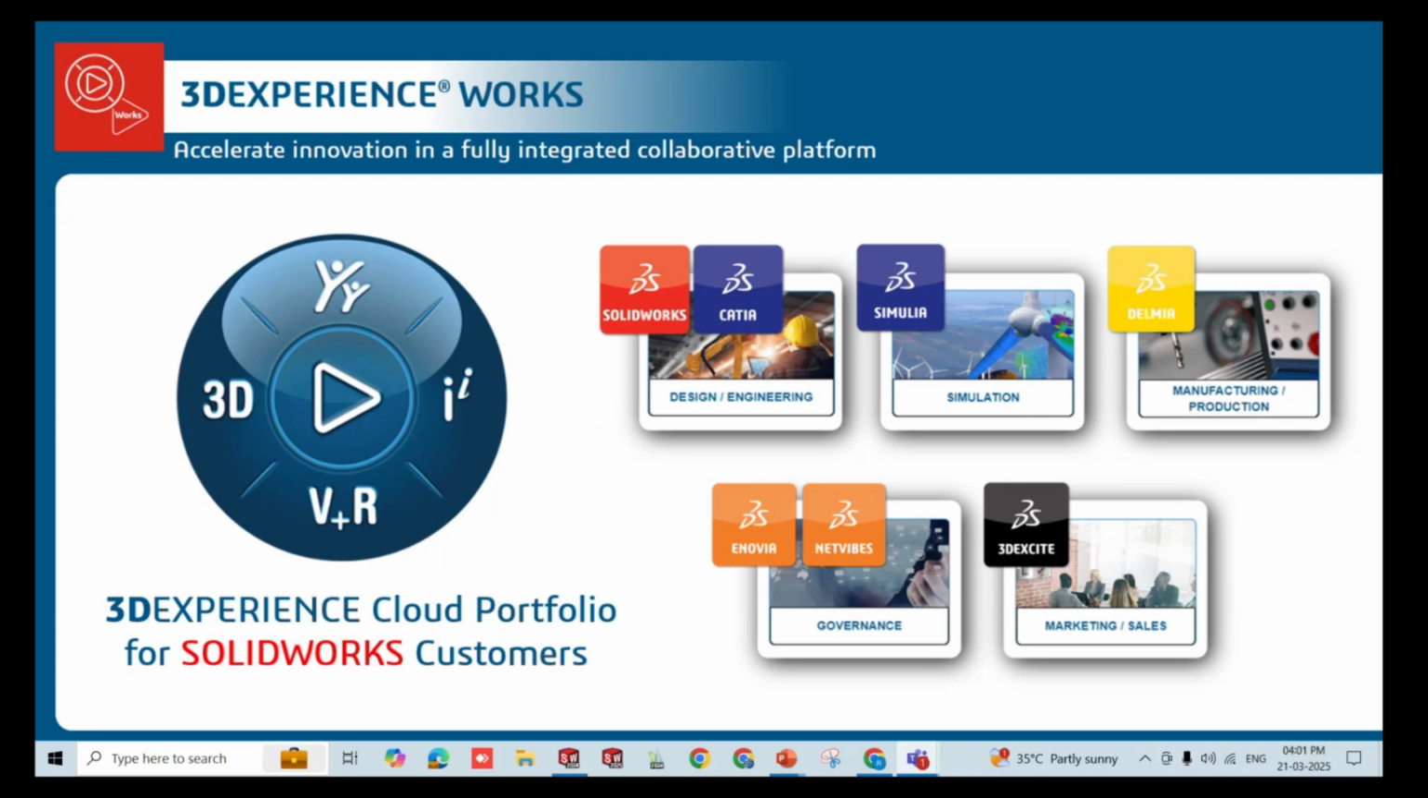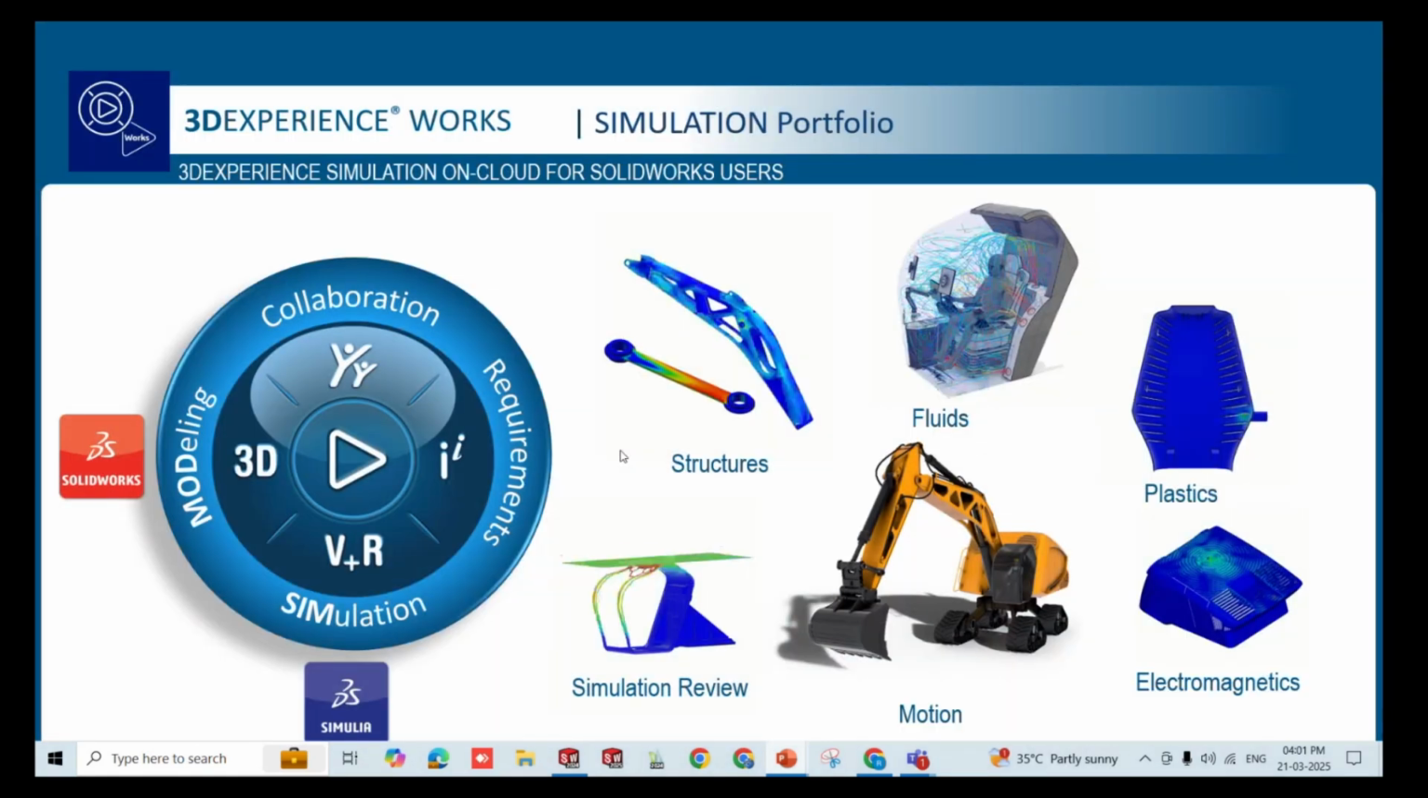Okay, so that is about what SolidWorks is, and let's move on to its capabilities and the different roles that are present. In Simulia, we have structures, fluids, plastics, electromagnetics, and motion. We can also do simulation review. In structures, we do structural analysis. In fluids, we have CFD. We can do injection molding analysis using plastics. We have electromagnetics and motion.